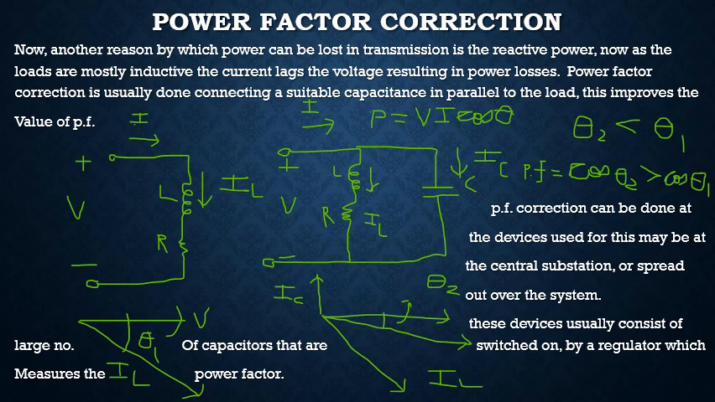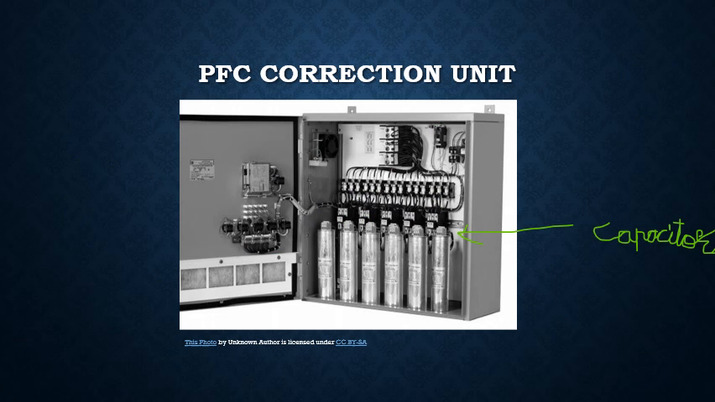Power factor correction can be done at devices that may be at the central substation or spread out all over the system. These devices usually consist of a large number of capacitors that are switched on by a regulator, which measures the power factor of the incoming supply. Now this figure shows a simple device that is used to correct the power factor. We can see that there are a large number of capacitors present in it.